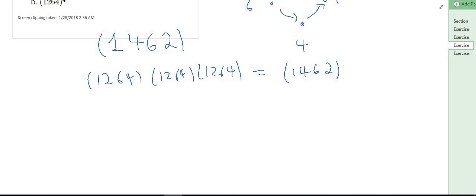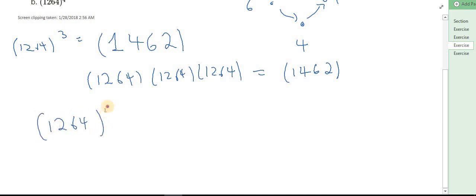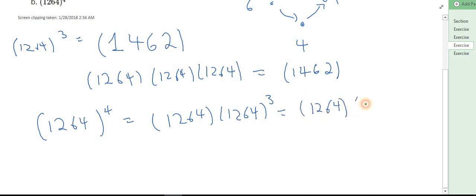So let me just clarify this. (1 2 6 4) cubed is equal to this. So (1 2 6 4) to the 4th power would just be equal to (1 2 6 4) times (1 2 6 4) to the 3rd power. Why not? And I know what (1 2 6 4) to the 3rd power is. (1 2 6 4) times (1 4 6 2).